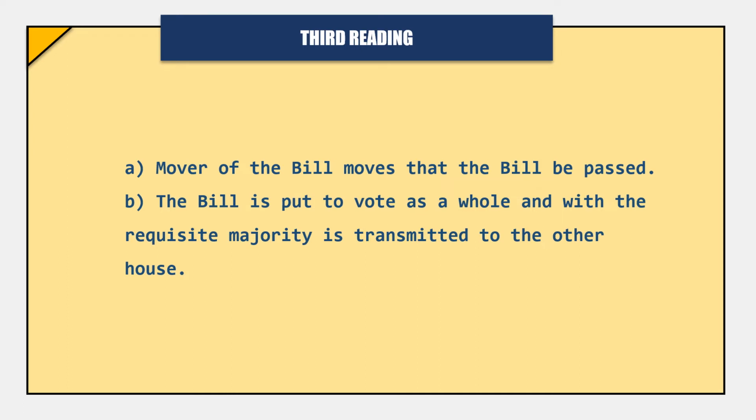Important point to be noted. In case of ordinary bill and money bill, simple majority of members present and voting. In case of constitutional bill, a majority of the total membership of the House and a majority of not less than 2/3 of the members present and voting. In case of a tie, the presiding officer of the concerned House can cast his casting vote right.